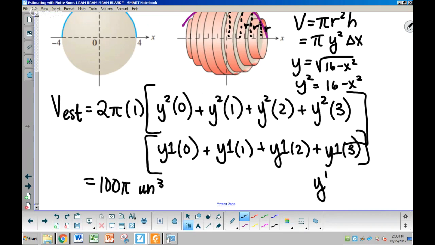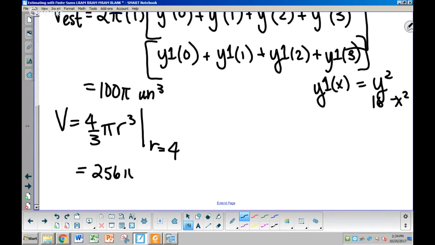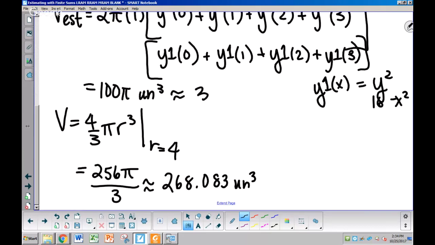So remember, in y1, what did we put on our calculator? We put in 16 minus x squared. Now, what is the actual volume of this sphere of radius 4? We know that the volume is equal to 4/3 pi r cubed, such that r equals 4. What did you get there, Will? It's 256 pi over 3, which is approximately 268.083 units cubed. 100 pi is going to be what? 314 and change.